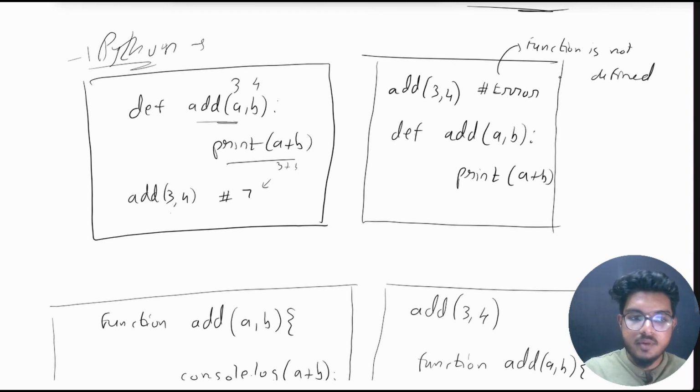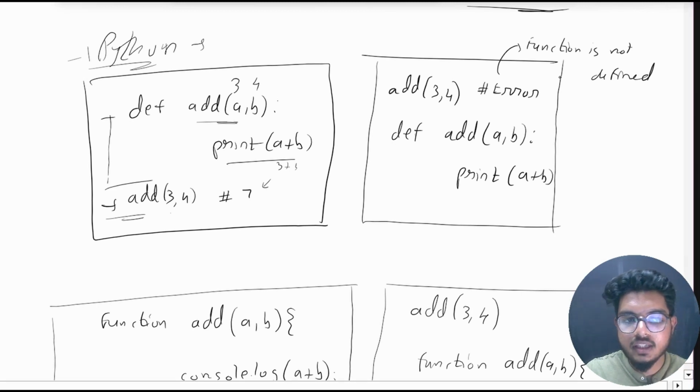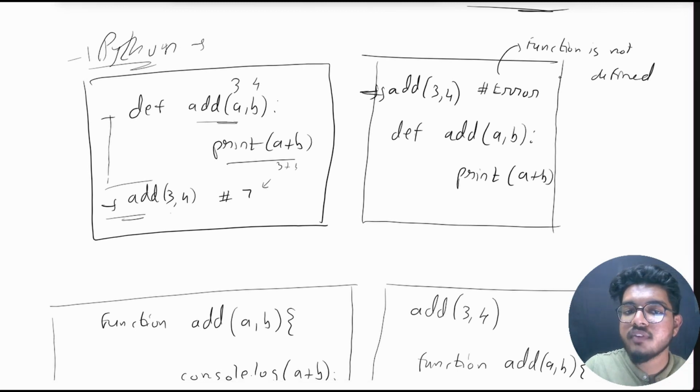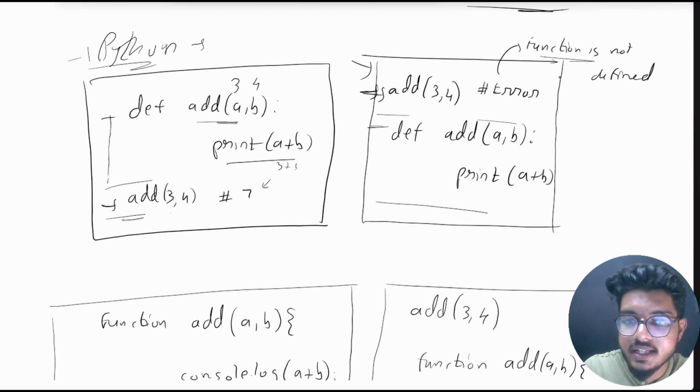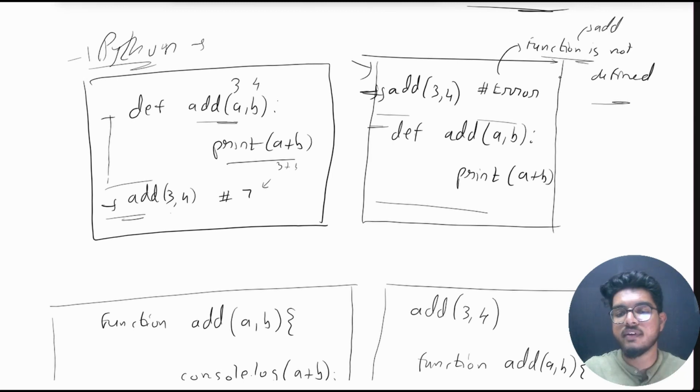No problem, because we are calling the function after declaration, after the exact code we are calling the function, so it works fine. But what if I call the function before declaring? The function is declared here, but you have called the function here. Will this code work? No, it gives an error because the function is not defined. It will give the error that function name add is not defined.